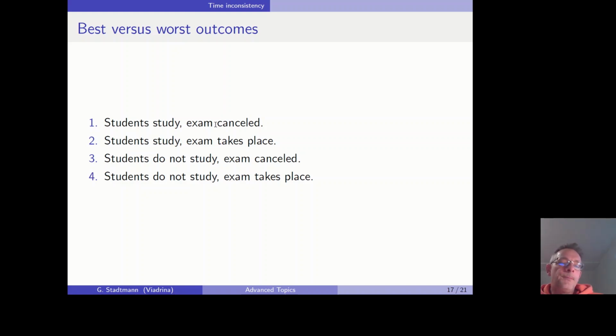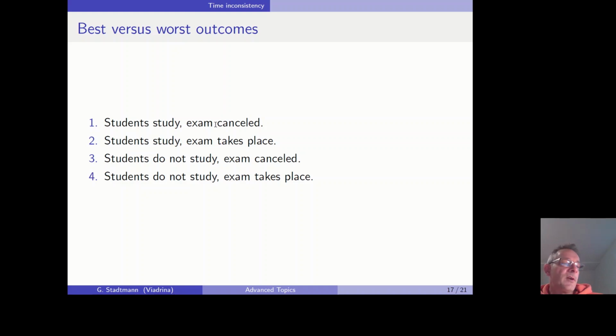Number 3 outcome, the third best outcome, is that students do not study and the exam is cancelled. And the worst outcome is that students do not study, but the exam takes place. This is the worst outcome because for the professor, it is a mess.